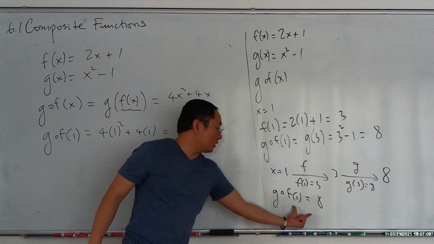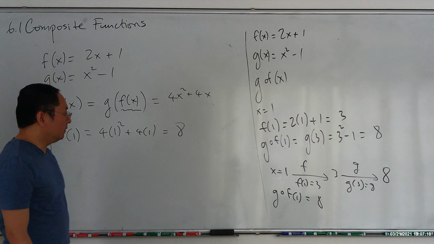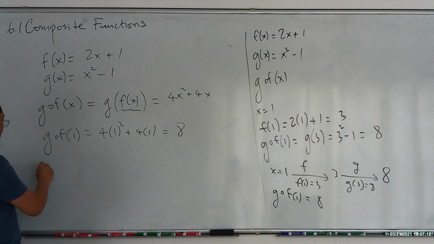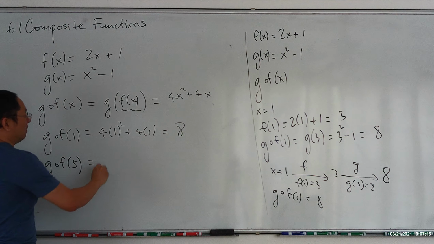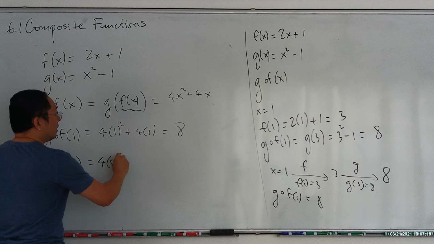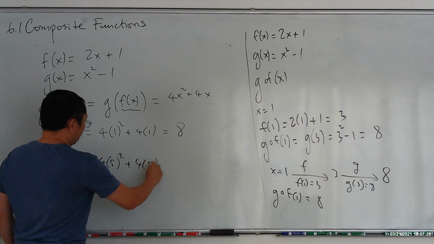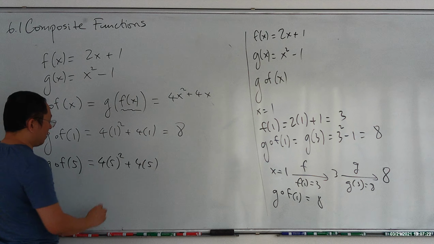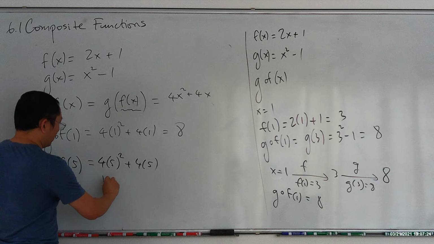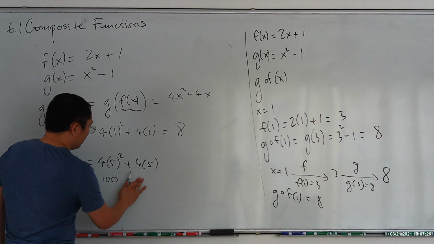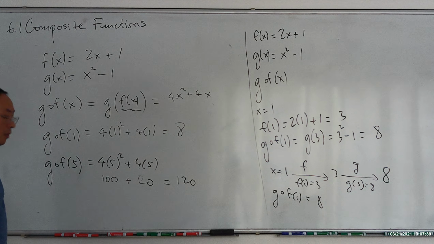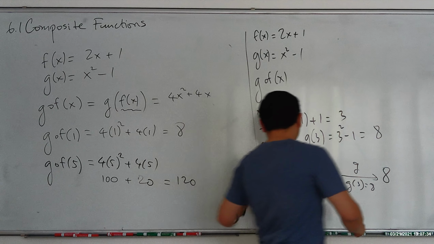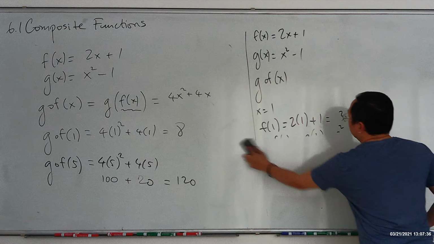Let's match up with the answer right here. Okay. Last time we tried g of f of, I think, 5, right? So 4 times 5 squared plus 4 times 5. 5 squared is 25. 4 times 25 is 100 right here. Plus this is 20. You see that's equal to 120. Let's match this up with what we learned before. Let's see. You get the idea, ready?